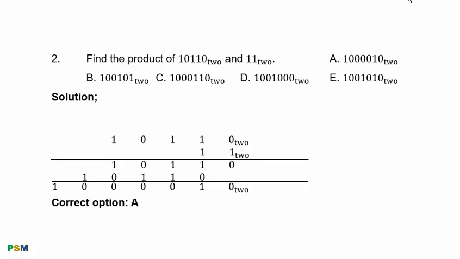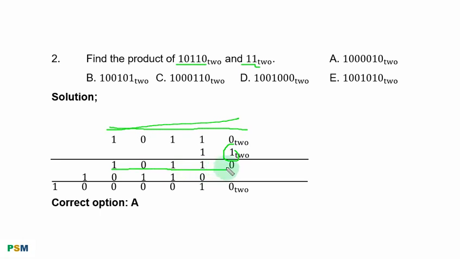Question 2. Find the product of 10110 base 2 and 11 base 2. You simply rearrange the numbers in this form to enable you multiply. You start from right to left when multiplying. So you use the first digit 1 to multiply all the digits here. You have the first set of results.